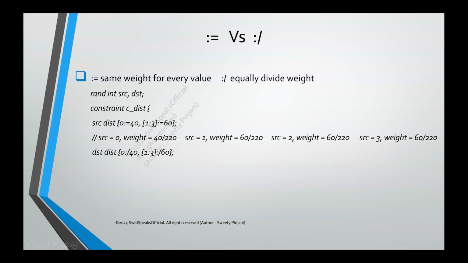60 is equally divided amongst three values. 60 divided by 3 is 20. So each of these values 1, 2, and 3 will get weight 20 because this 60 is equally divided amongst these three values. This is the major difference between these two operators. Here, each and every value is going to get weight 60, and here, all three values together are getting weight 60. It means this is equally divided amongst these three values, and each value is getting only 20.